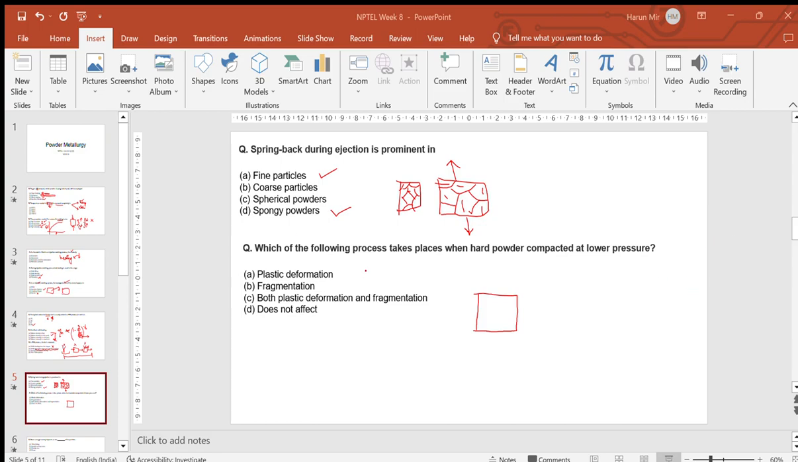So you are saying that hard powders are compacted at low pressure. Which of the following processes occurs? Is it plastic deformation, fragmentation, both plastic deformation and fragmentation, or does it not affect? Remember, we are talking about hard powders. So what could be the right answer for this?